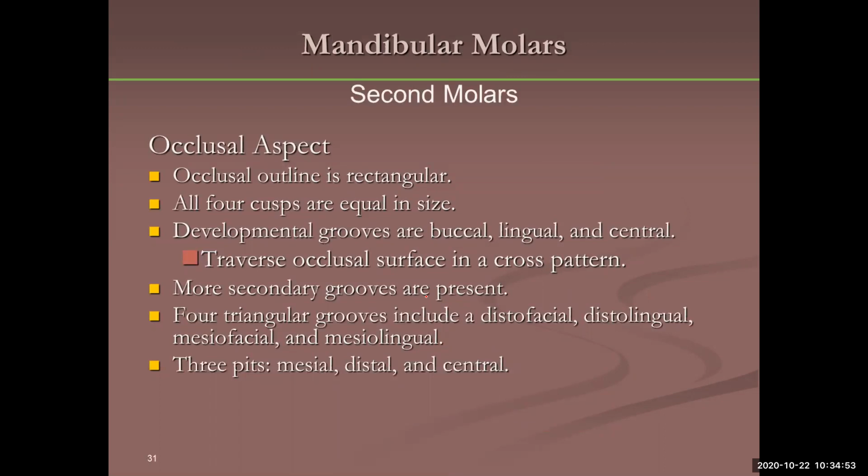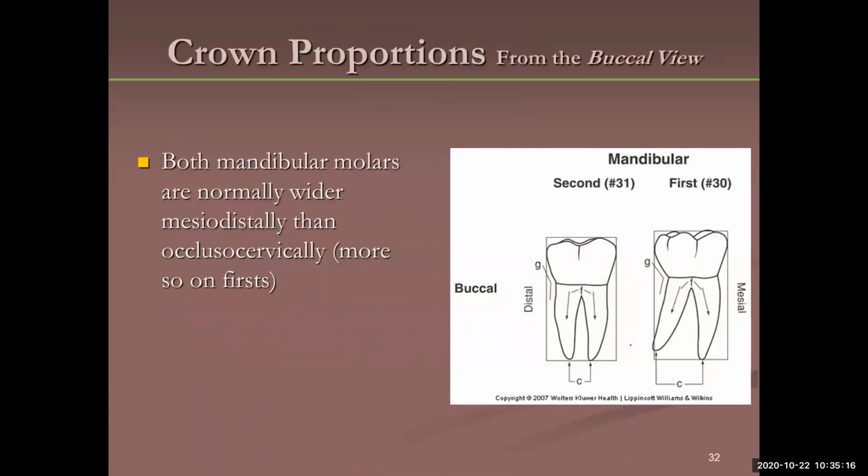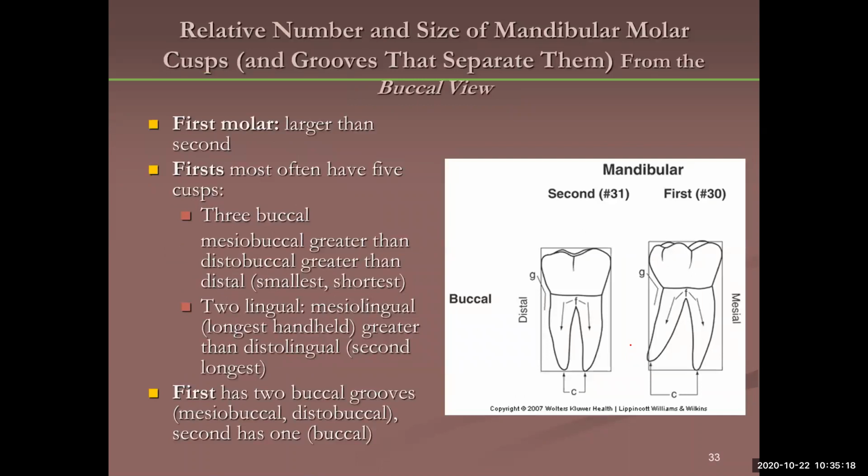The occlusal aspect for second molars is more rectangular because you have 4 cusps instead of 5. All 4 cusps are about equal in size. You have a transverse ridge in a cross pattern for your 4 cusps. Second molars compared to first might have more secondary grooves.